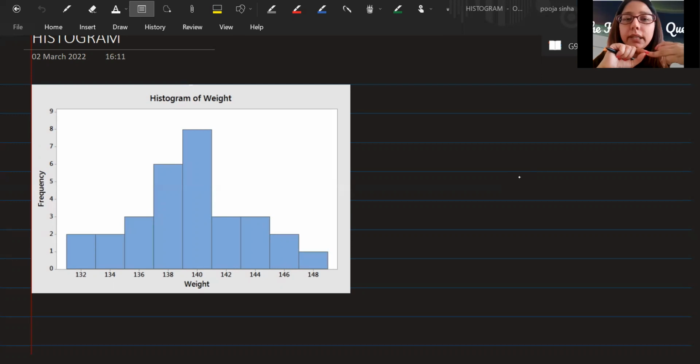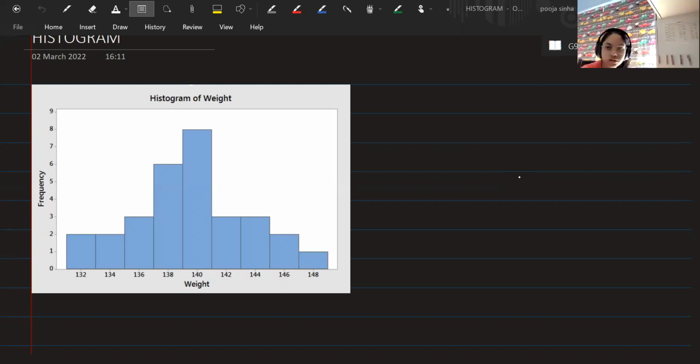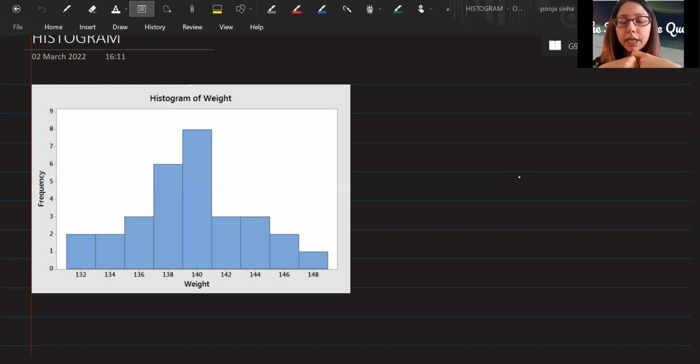Okay. Now, you will come across various kinds of histograms. So length into breadth would be like weight into frequency or something like that. Right. Absolutely. Very good.